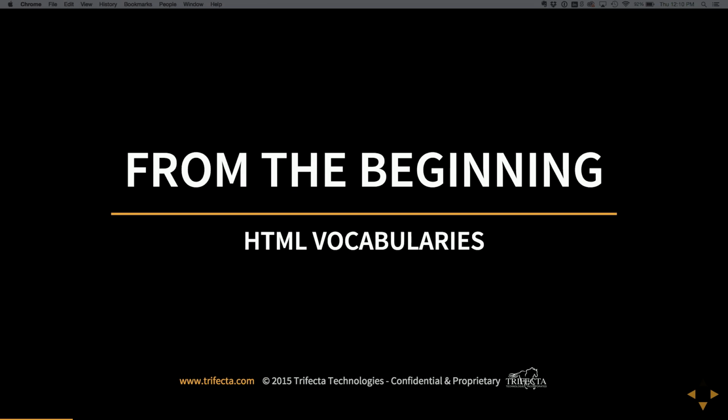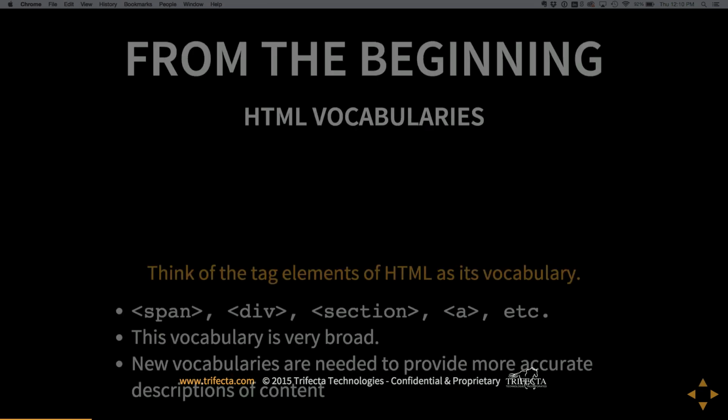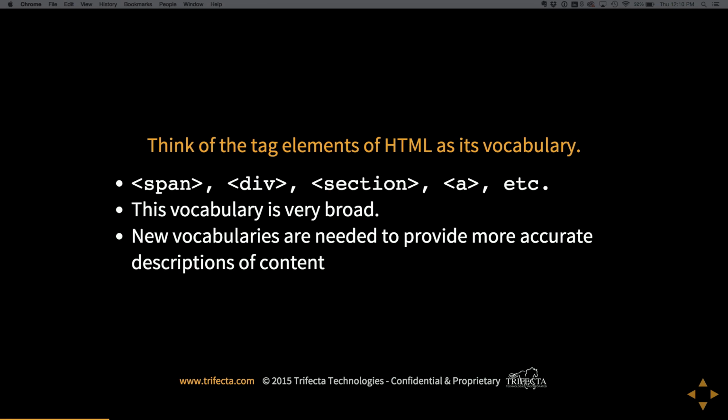So to start, we're going to talk about what HTML vocabularies are. If you think of a vocabulary as having words, all of the different DOM elements in HTML are part of the vocabulary. Span, div, section, anchor, all those things are the elements of the HTML vocabulary. The problem with it is these are very broad. They don't explain what the content inside of them is.